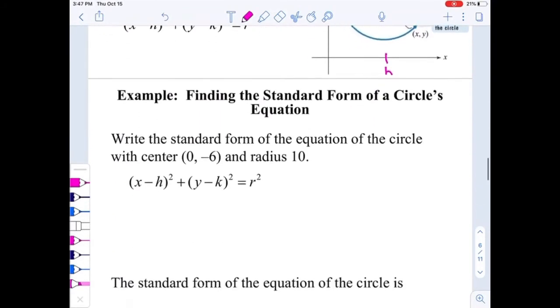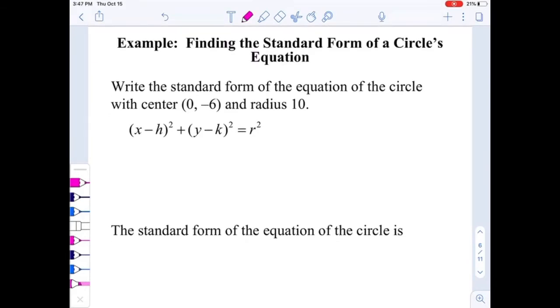So an example, it says finding the standard form of a circle's equation. It tells us to write the standard form of the equation of the circle with center of (0, -6) and radius of 10. So we have an x minus h, so all we're going to do is take this 0 and plug it in for h, and take that -6 and plug it in for k. So we're going to have x minus 0 squared plus y minus -6 squared is equal to 10 squared.